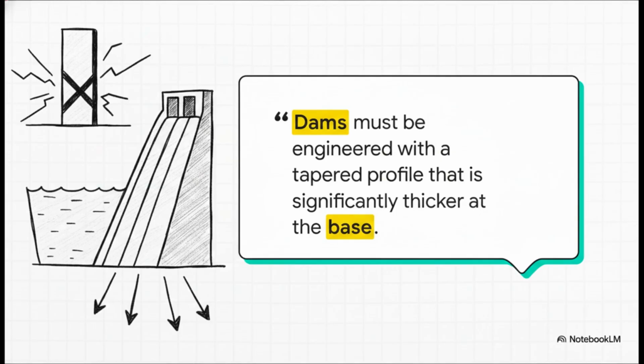A straight vertical wall, it would fail almost instantly. The structure literally must be engineered with a tapered profile. It has to grow significantly thicker at its base just to push back against the immense, compounded weight of the fluid stacked above it.